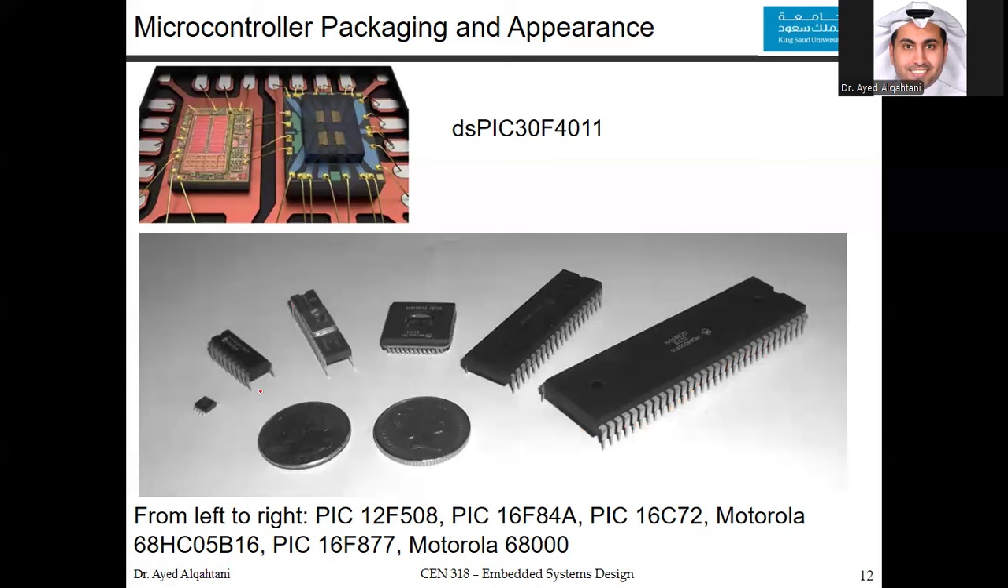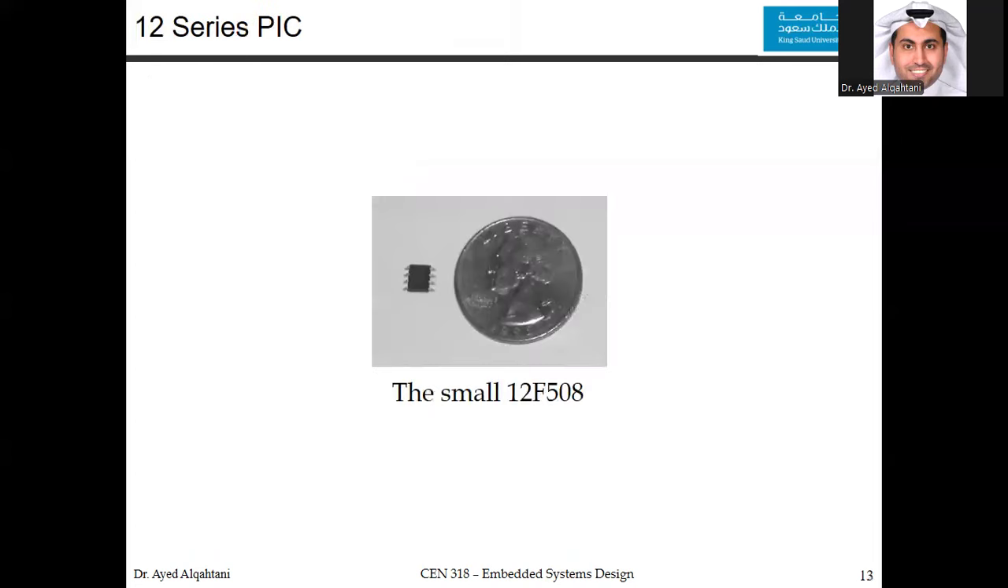Now, if I give you one of them and I say, okay, go ahead, take this microcontroller and use it to control a certain system, right now you don't have enough knowledge to connect this microcontroller and program it. So we'll take one of them. And here we took the PIC12 microcontroller.